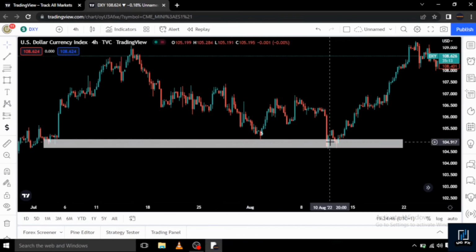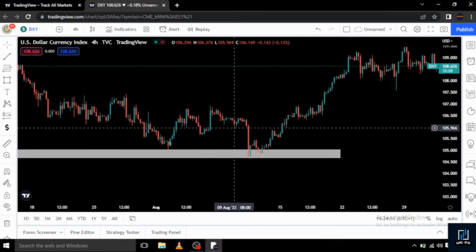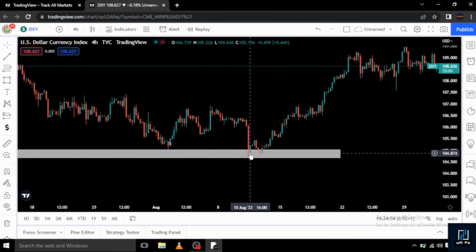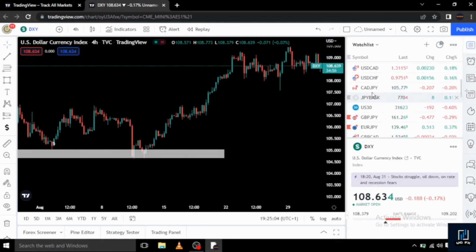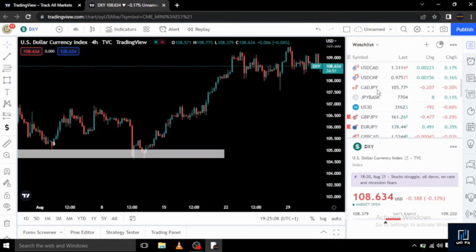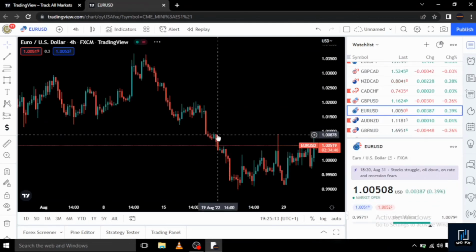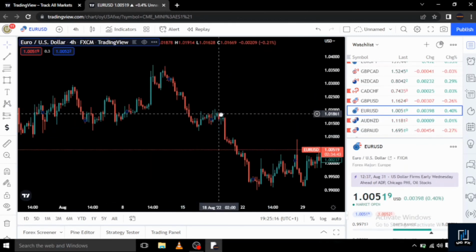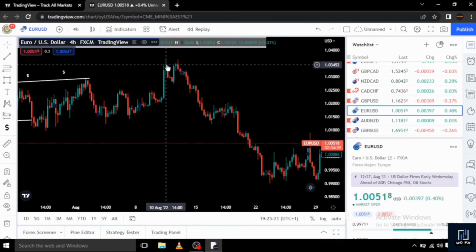move immediately. So if you had actually known or studied the Euro USD, let's check the day that this actually happened. This happened on the 10th of August at 1600. So let's check Euro USD. So let's take the 10th of August on Euro USD. So yeah, this actually is the 10th of August on Euro USD.